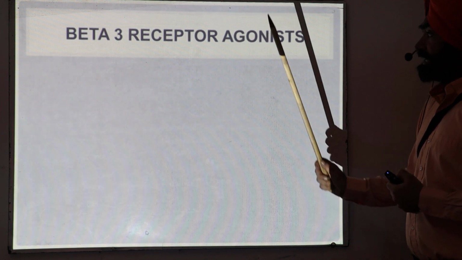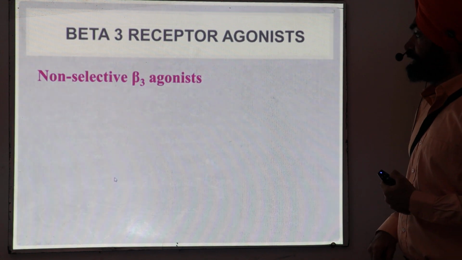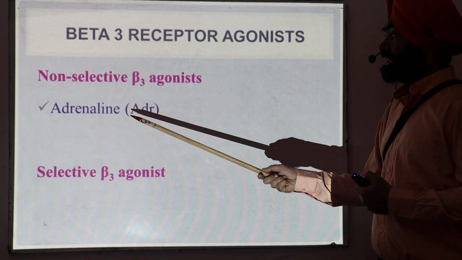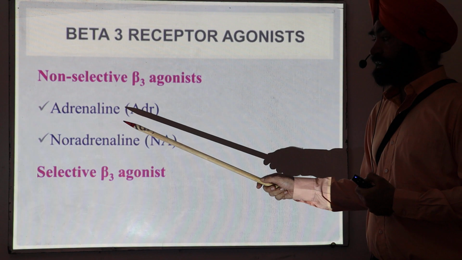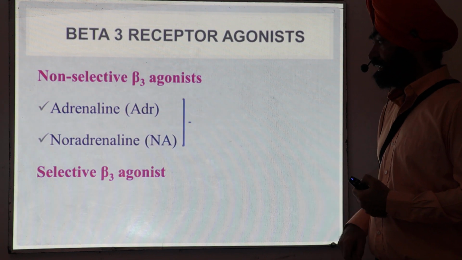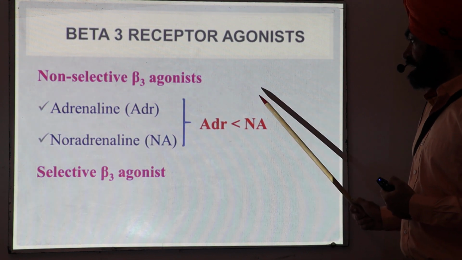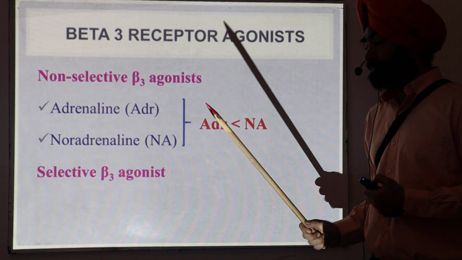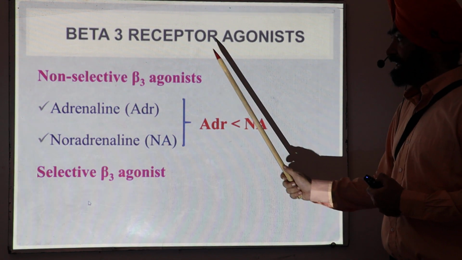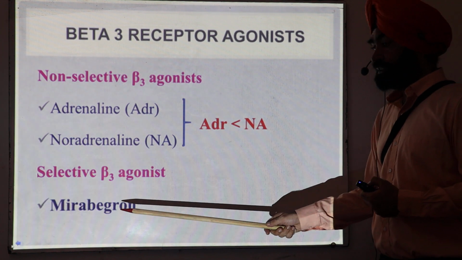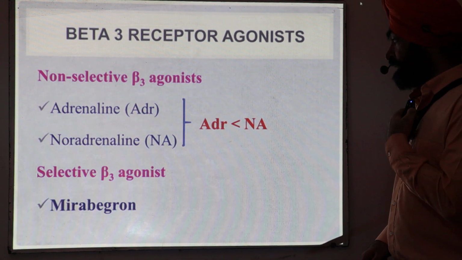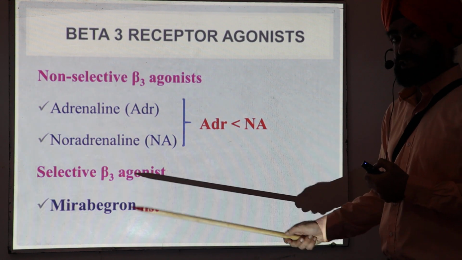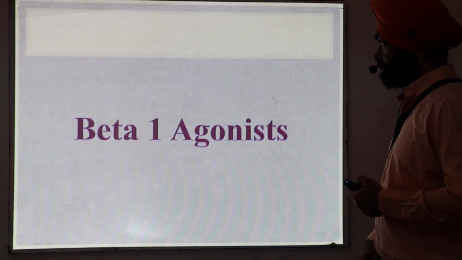Then the third category, beta 3 agonists, non-selective and then selective. In the non-selective, again noradrenaline and adrenaline. In this case, noradrenaline is more active than adrenaline in activating beta 3. In the selective category, we have one drug, mirabegron, which is used clinically. I will discuss the use of this one later on.